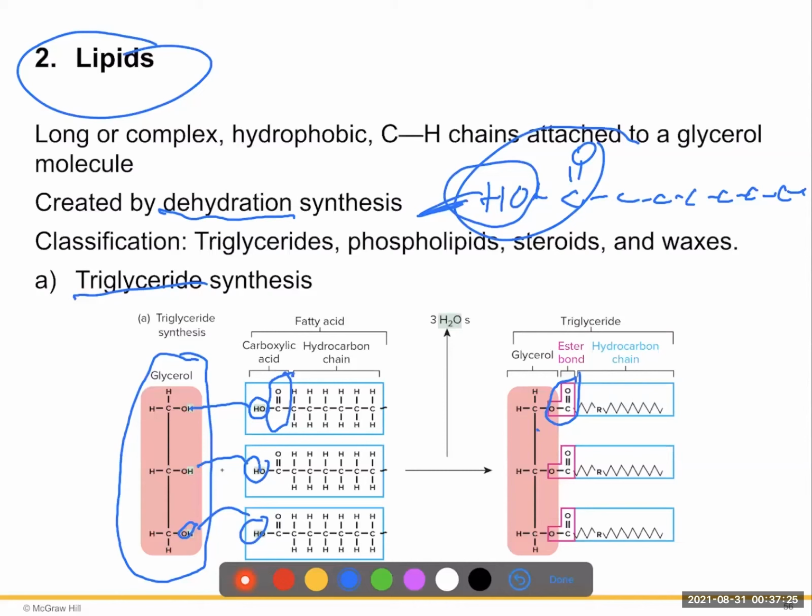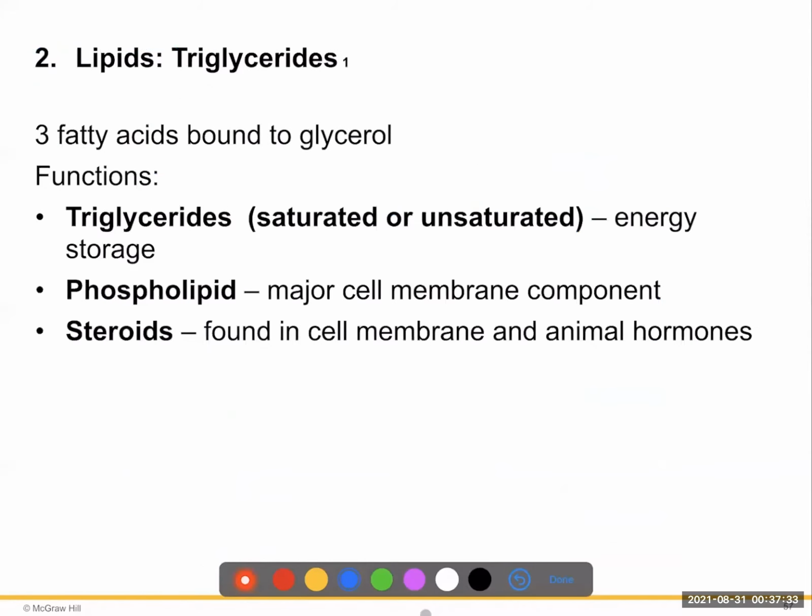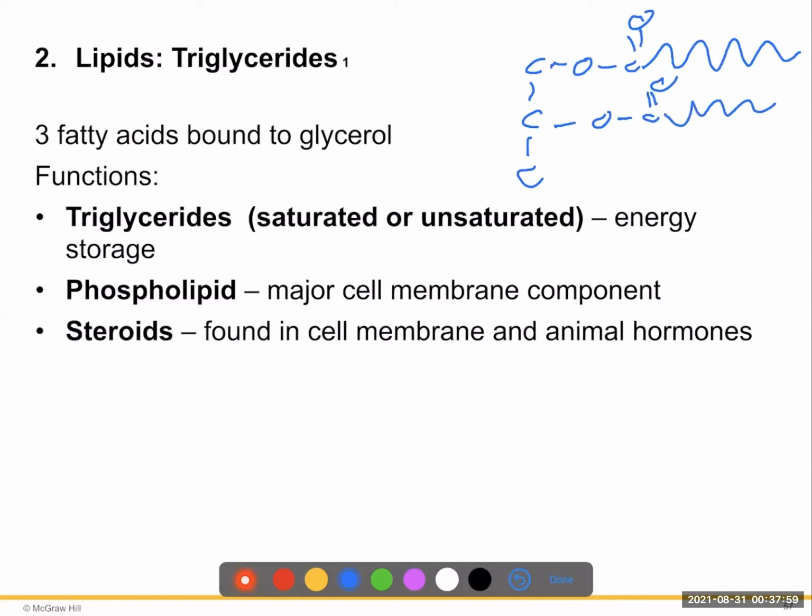Okay. And that's how you form triglycerides. It's just fatty acids bonding to glycerol. So 3 fatty acids bound to glycerol is a triglyceride. Now, remember, glycerol has 3 carbons. Each one bonds to an oxygen, C double bond O, and then to a long chain fatty acid. Monoglyceride, diglyceride, and a triglyceride.